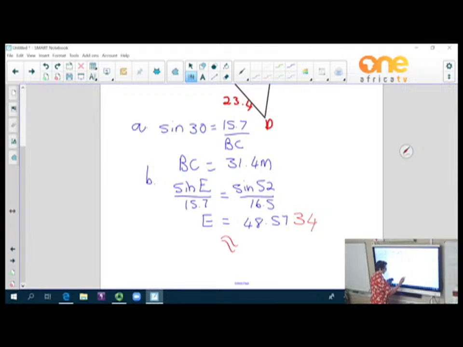Because it's a show that question, we have to put that step in, and it's then 48.57 degrees. Then it will round off like that.